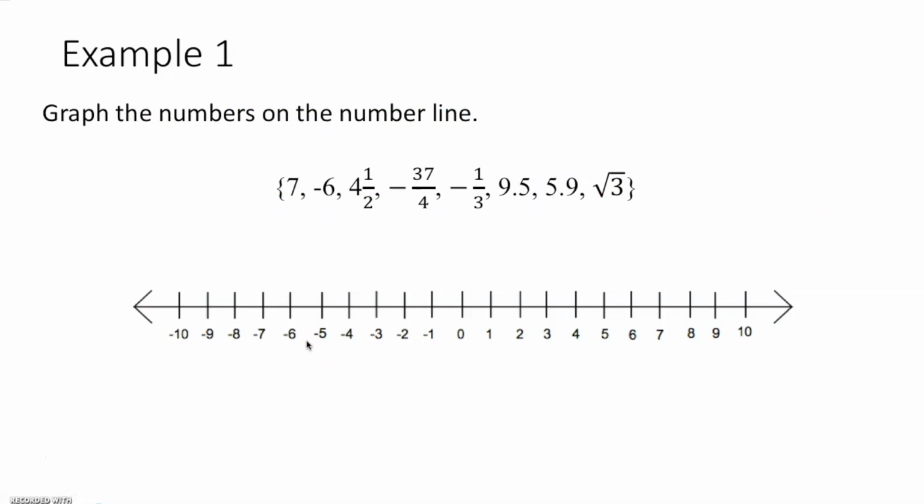Example time. So example 1 says graph the numbers on the number line. So we're going to start with 7. We find 7 on the number line. Here it is. We put a little point and we're done. -6. We're going to plot that on this number line. We go over to -6. We put a point and we're done.